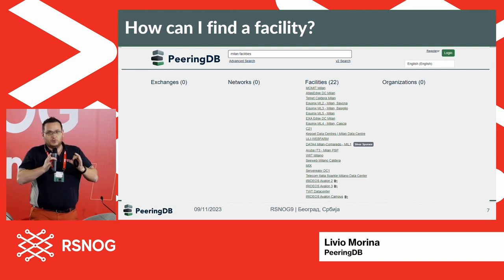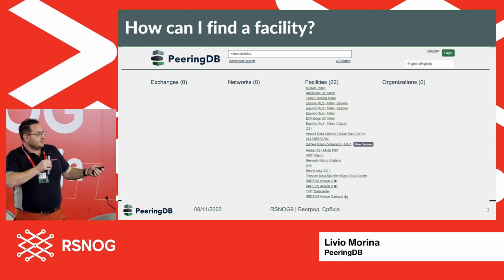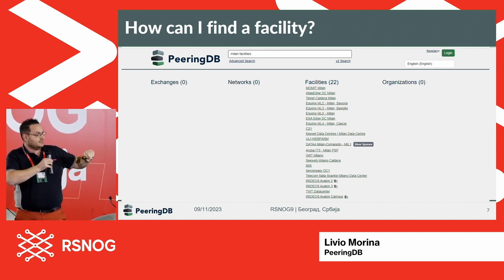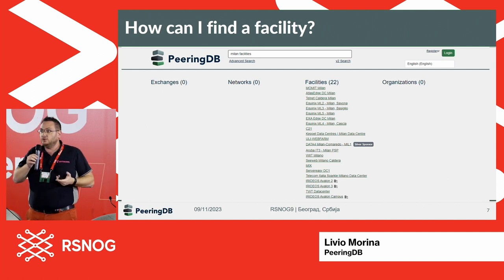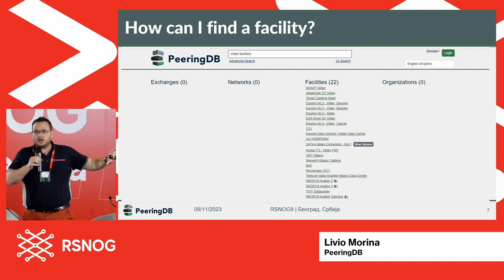I want to do an example in a wider country. In this case, I only show the Milan facility, so not the Italian-wide facilities, but only the ones in Milan. You can see a lot of facilities, and if you want to go to Milan for any reason, I don't know, you have a customer, you need to go to Milan, you have a database to start and say, okay, I can start from these facilities.